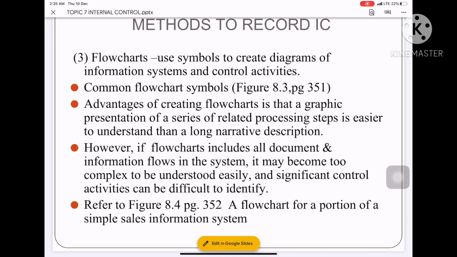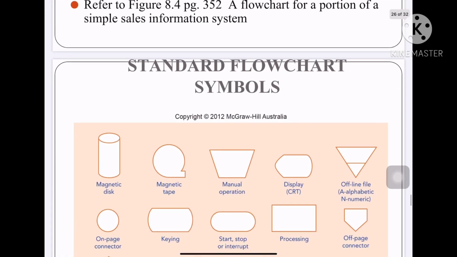However, if flowcharts include all document and information flows in the system, they may become too complex to understand easily, and significant control activities can be difficult to identify. So in such a complex system, sometimes it's quite difficult to understand. Alright, page 352 shows a portion of the sales information system. Okay, have a look here.